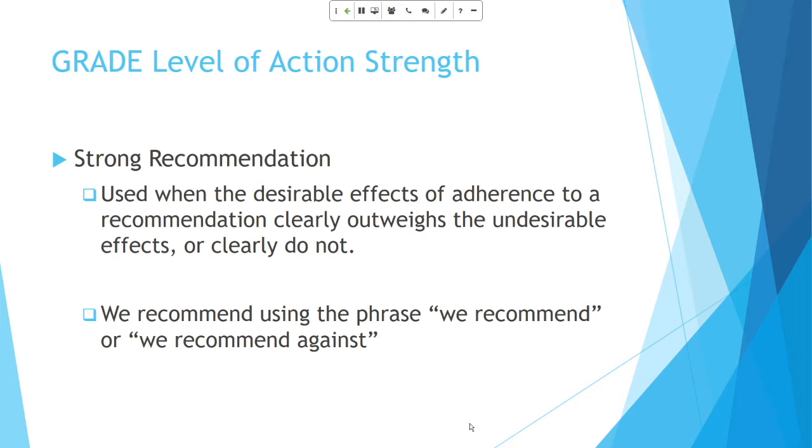When you're looking at GRADE, level of action, and strength, the format is used to create a strong recommendation. This title and recommendation is used when the desirable effects of anything that you're looking at clearly outweigh the undesirable effects, or clearly do not. We recommend using the phraseology of we recommend or we recommend against as the terminology.